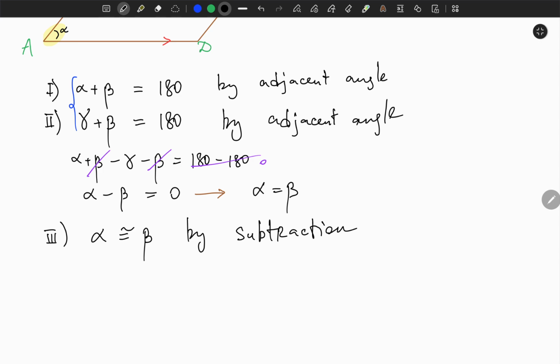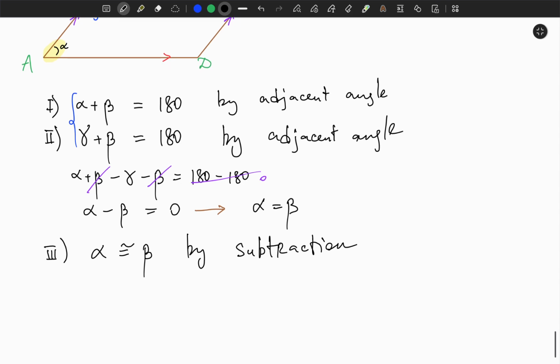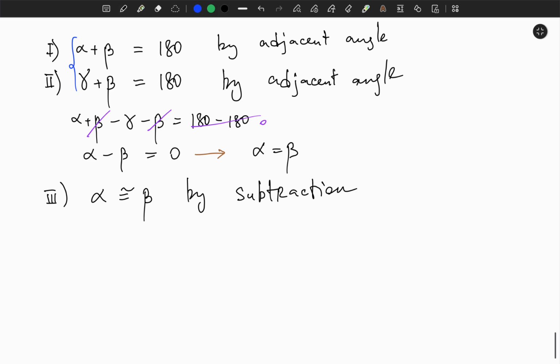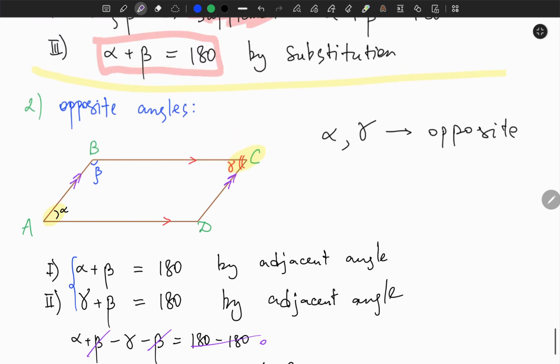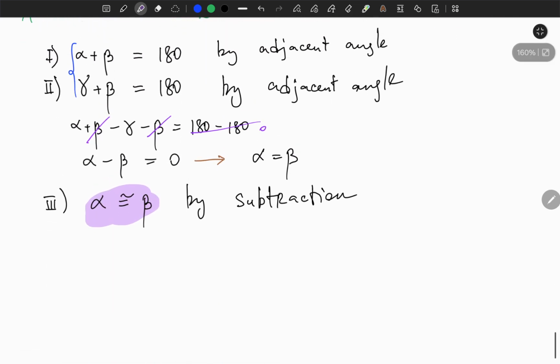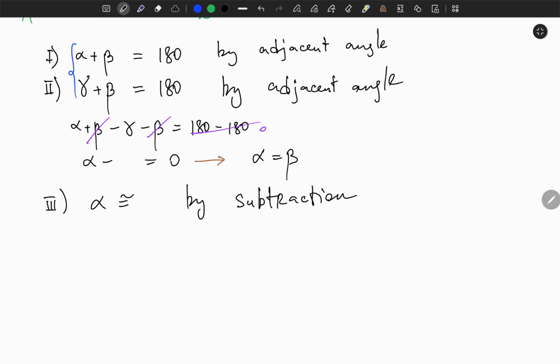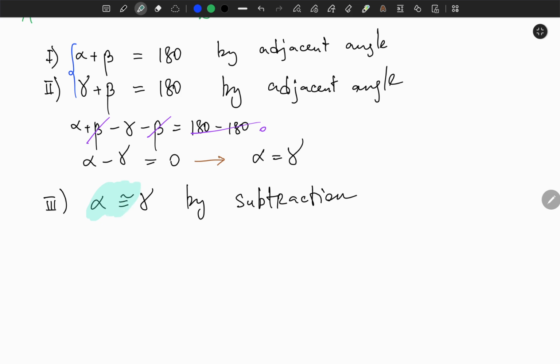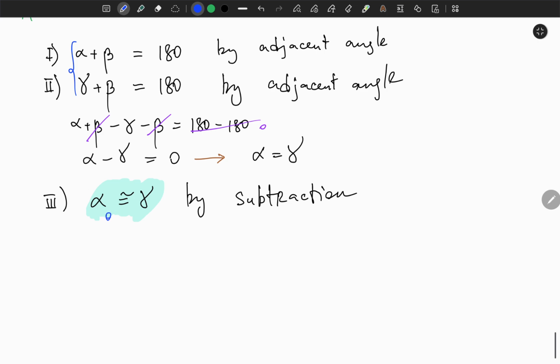That's it. So what do we get from these important calculations? We got that opposite angles are congruent. Okay, opposite angles are congruent. Sorry, alpha to gamma here. My mistake, my small mistake. Alpha to gamma. All right. Alpha to gamma is congruent. Opposite angles are congruent. Okay.